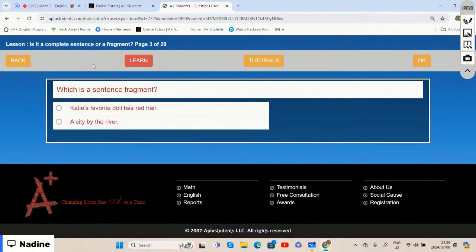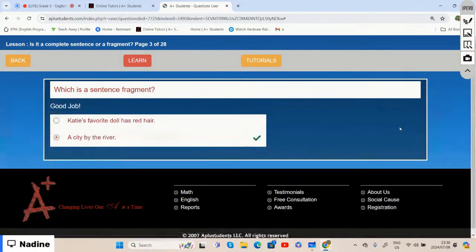All right, so if we were to select the sentence fragment, right, that's either missing a subject or it's missing a verb, then yes, we will go with option two, a city by the river. It's not telling us what is happening by the city or at the city by the river. So it's missing a verb. So well done. So option two is correct.